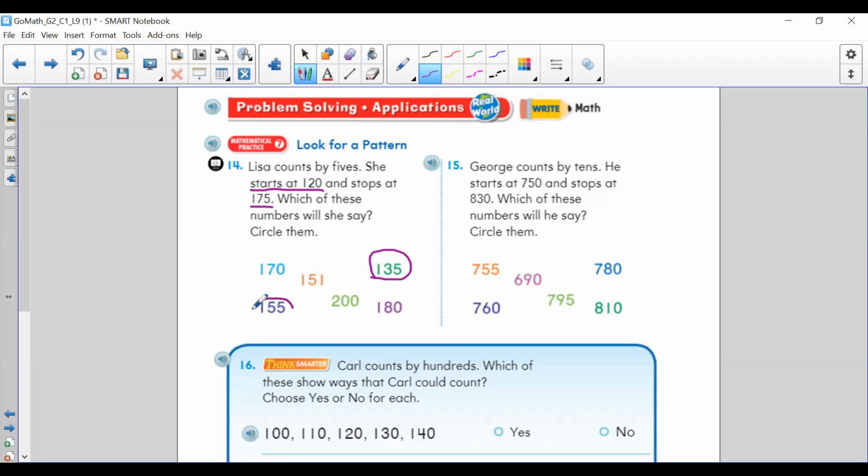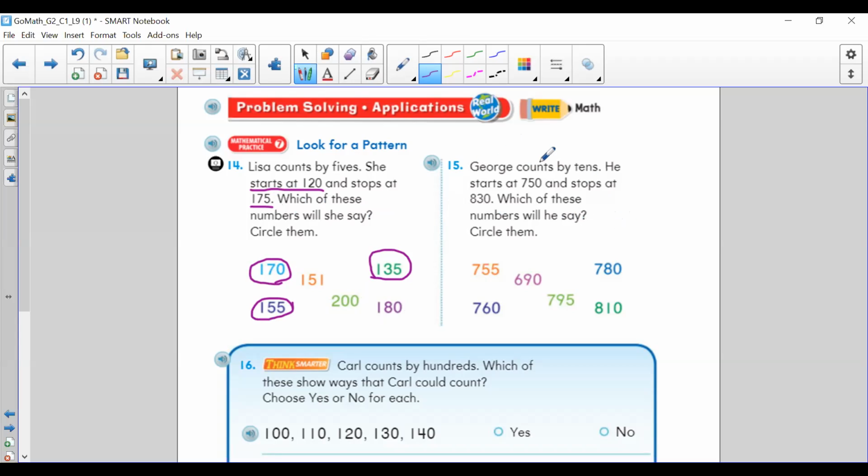155. Oh, there it is. 160, 165, 170, and 175. We don't have that one. Okay, so those 3. Now 151 is not really counting by fives if we start at 120. 200 and 180 are more than 175, so we stopped at 175.